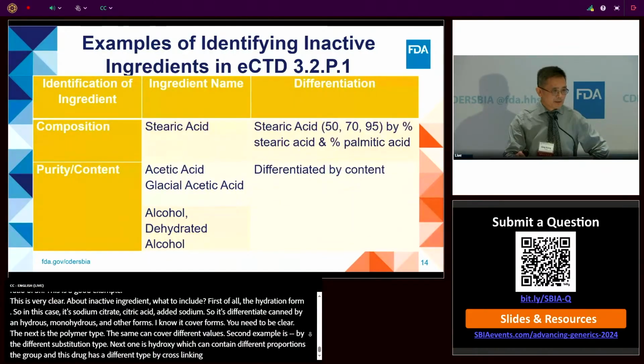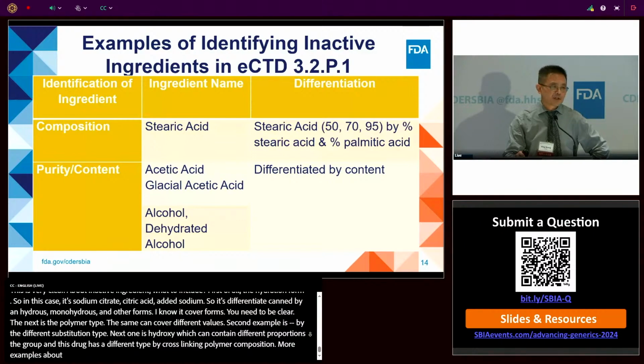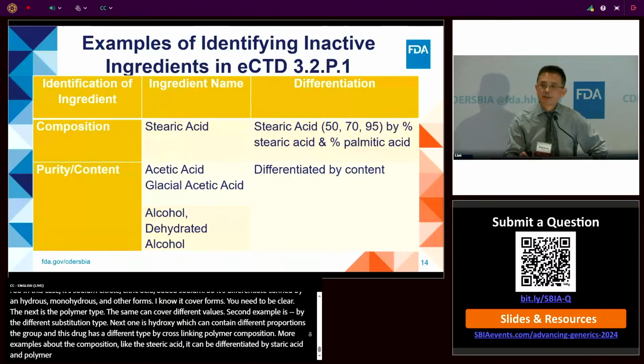And more examples about the composition, like stearic acid, which can be differentiated by the percentage of stearic acid and palmitic acid. The next example is about purity content: acetic acid and glacial acetic acid are differentiated by different purity, and alcohol and dehydrated alcohol are also the same, differentiated by purity.